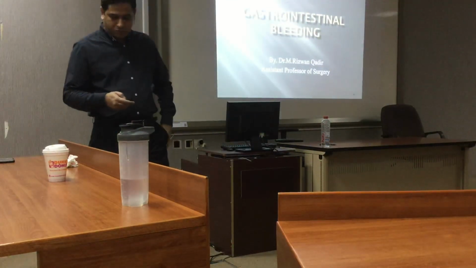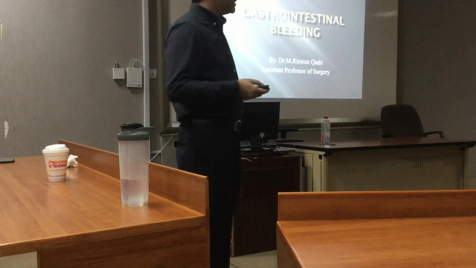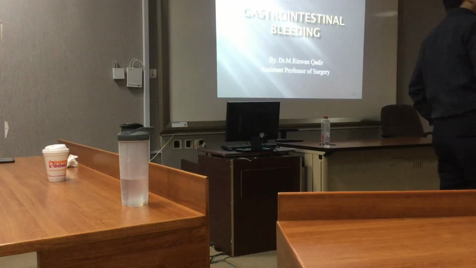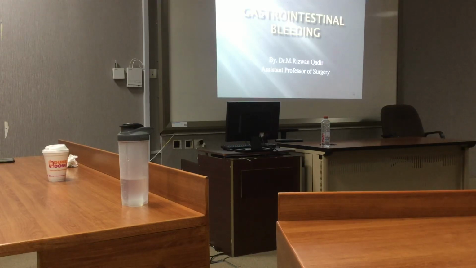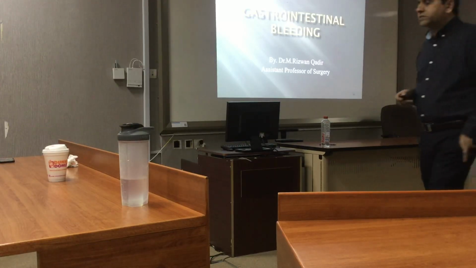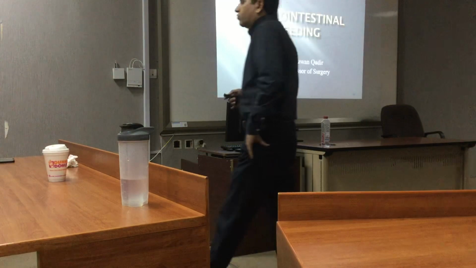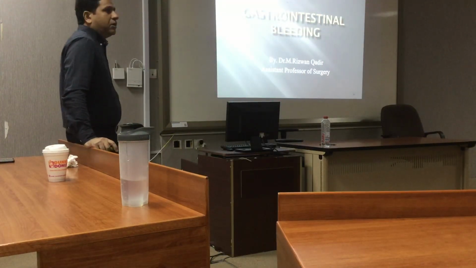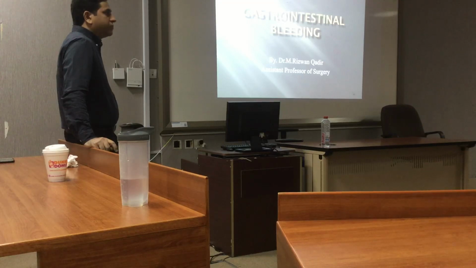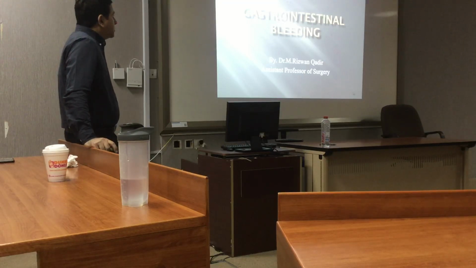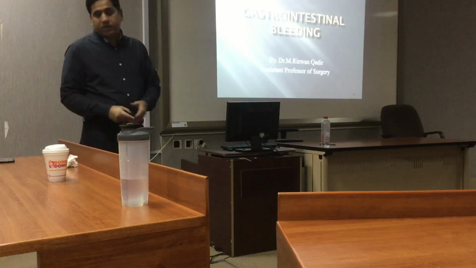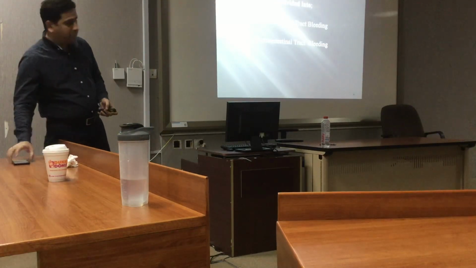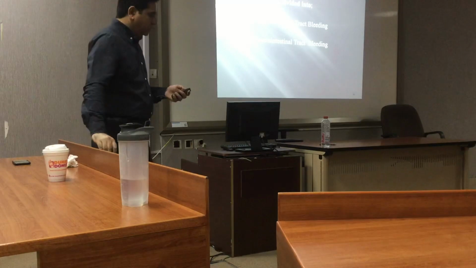So you must know the objectives of this topic: what is upper GI bleeding, what is lower GI bleeding, what is the demarcation point between upper and lower GI bleeding, what are the investigations for upper GI and lower GI bleeding, and how to manage the cases of GI bleeding. So, two types of bleeding: upper GI bleeding and lower GI bleeding.